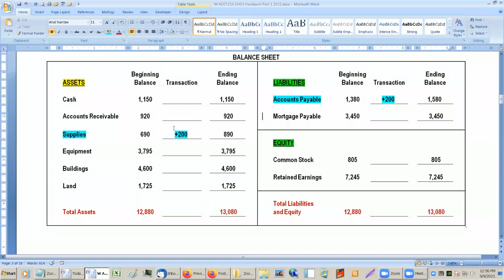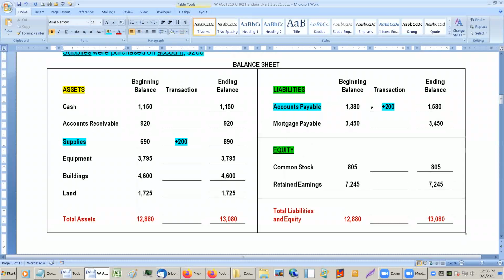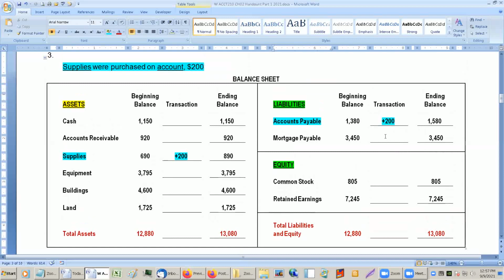Yeah, and again, as you go through, this just shows in the totals how they change. But you'll notice if you really just wanted to record this account, you really only needed supplies and the accounts payable, right? I mean, the other stuff didn't change by this transaction.